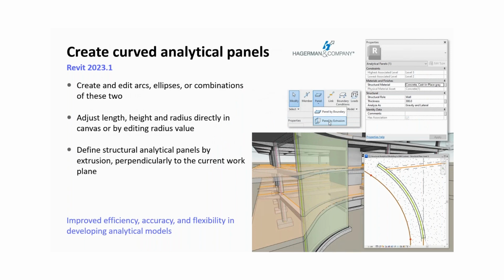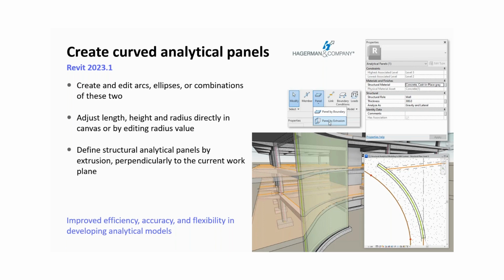In Revit 2023.1, you can use the curved analytical panel to represent physical elements. You can create and edit arcs, ellipses, or combinations of the two to represent curved physical elements or groups of elements. You can reference the physical geometry when creating curved analytical panels using the start end radius arc, center ends arc, ellipse, or pick lines drawing tools.